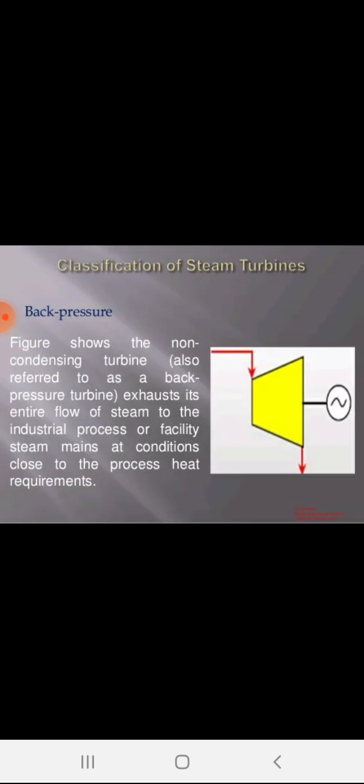Classification of the steam turbine. Back pressure. The non-condensing turbines are referred to as back pressure turbines. The exhaust heat entry flow of the steam to the industrial process or facility steam main is at conditions to close the process heat requirements.